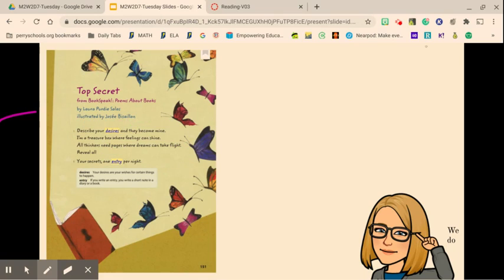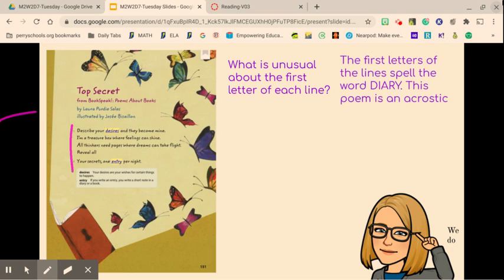You guys are going to be doing this on your own, but I want you to look at something very quickly. What's unusual about the first letter of each line, the D, the I, the A, the R, and the Y? They are all capital, like bold letters. And when you spell that word out, it becomes diary. This poem is an acrostic. That means that it spells a word at the beginning of the lines. It also gives me a clue what this poem is going to be about. It's about a diary.